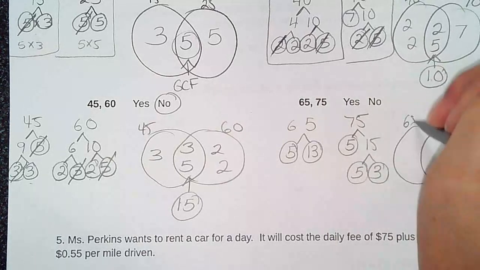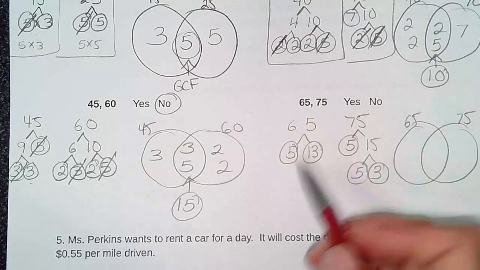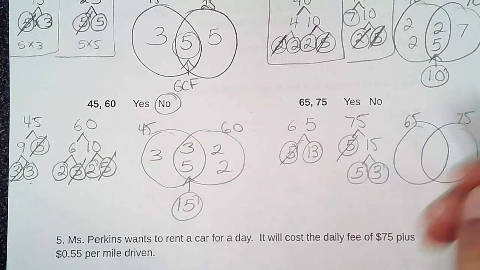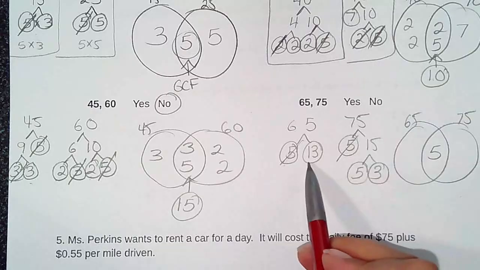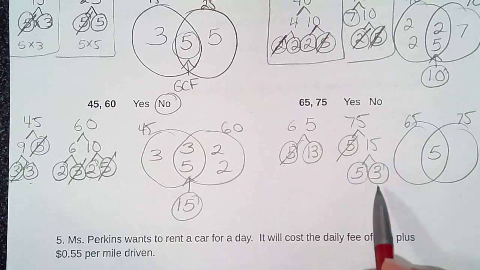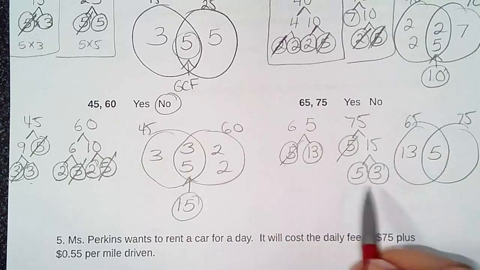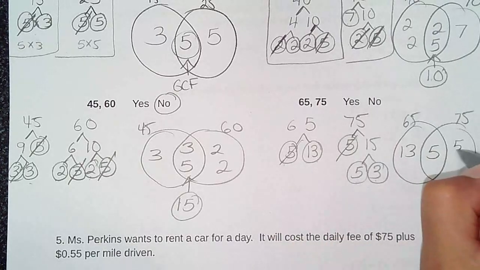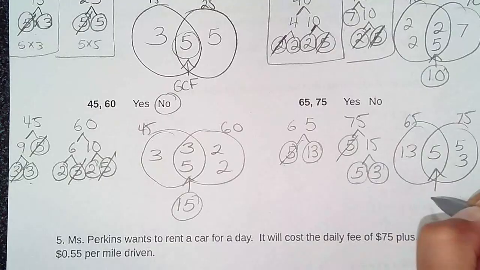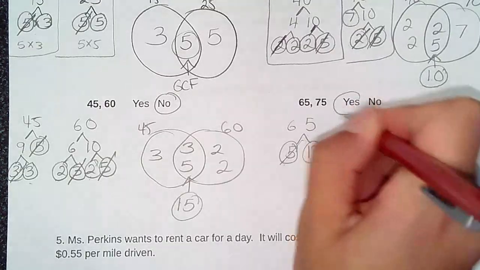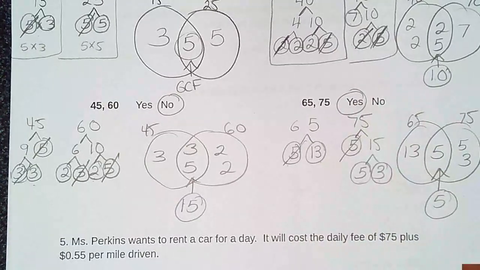Okay, here's 65, here's 75. What do they share? Here's a 5, here's a 5, put it in the middle. Here's a 13, no 13 over here, that belongs here. And there are no other numbers here, so I put the 5 and 3 on this side. The GCF is 5, so I'm going to circle yes. All right, I'm going to pause here so I can make a part 2.